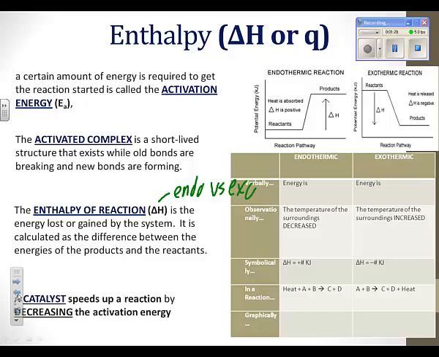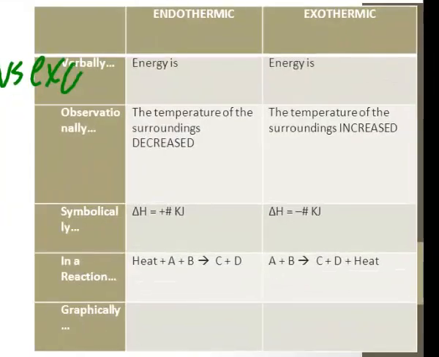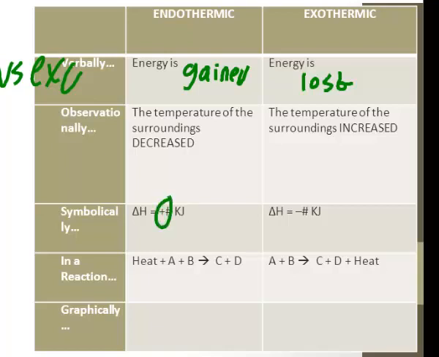But here on the right, you have endothermic versus exothermic. You need to be able to identify each of these as endothermic and exothermic. They'll look a little bit better in the next picture. But in an endothermic reaction, energy is gained. In an exothermic, energy is lost. So when you observe it, the temperature of the surroundings decreases, so it becomes colder, and the temperature of the surroundings increases for an exothermic. Now in the symbols, which is a little bit more important, you're going to have a positive energy for endothermic and a negative energy for exothermic.